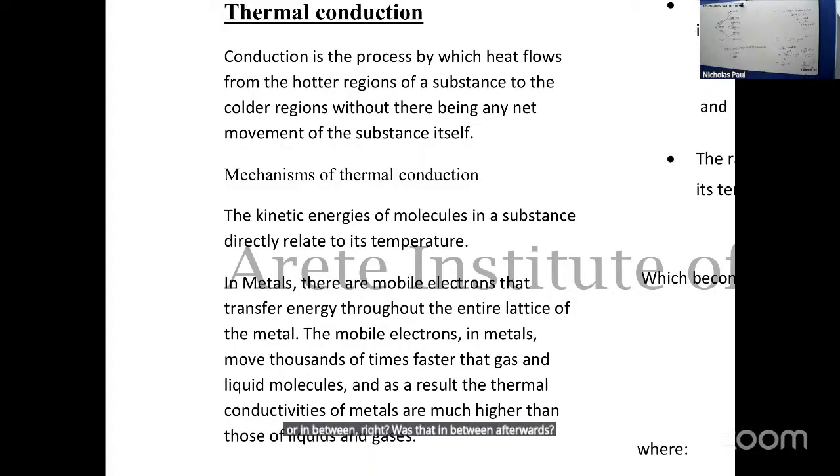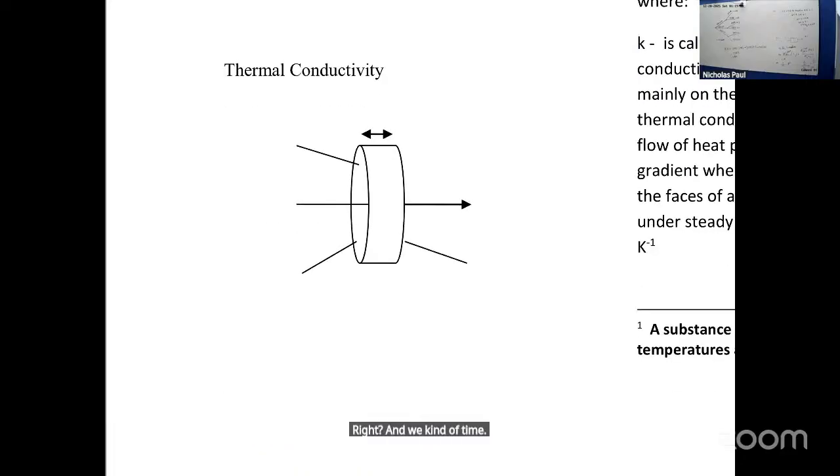Poor conductor. What? No. In between poor and insulator. In between good and insulator. Semi. Right? Semiconductor. There's more for electricity though.